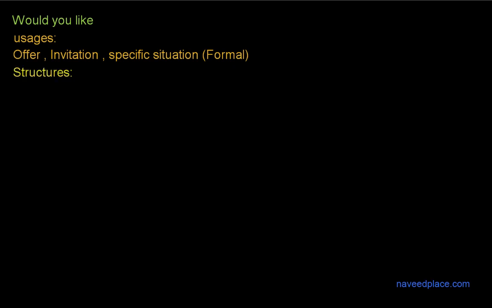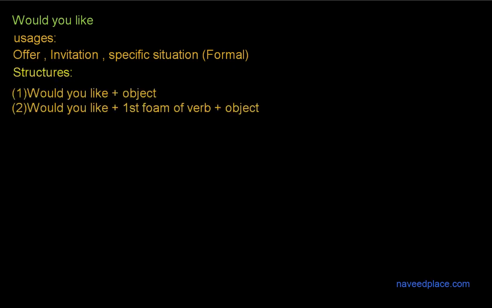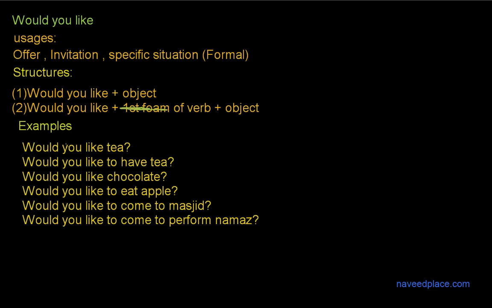Now it's time to see the structures. The structures are: would you like plus object, and would you like plus first form verb plus object. Now it's time to see the examples. For example: would you like tea, and would you like to have tea. Definitely, "would you like tea" is the example of the first structure, and "would you like to have tea" is the example of the second structure.